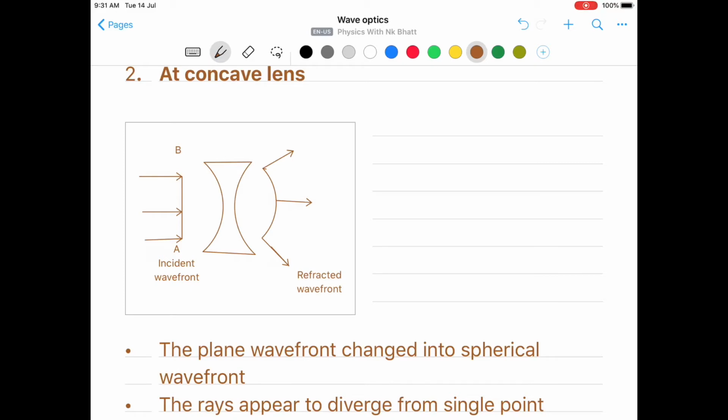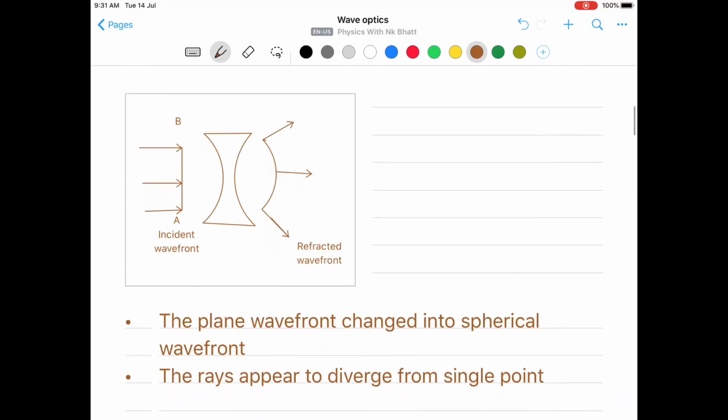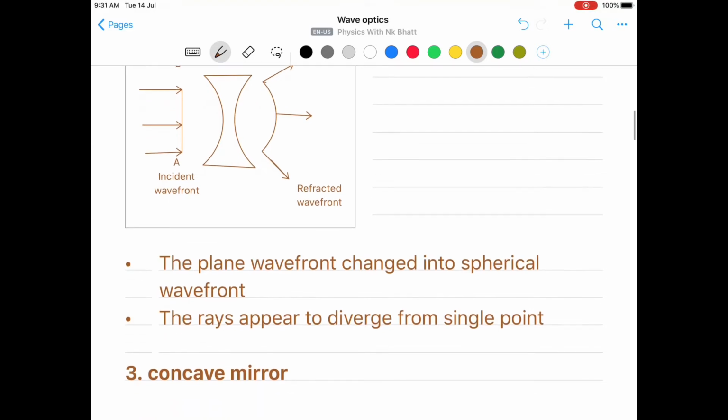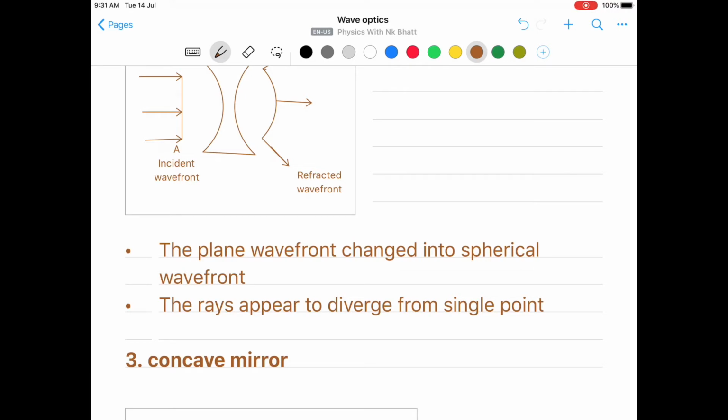When it comes to concave lens, just see in this diagram, again here AB is a plane wavefront which is incident over the concave lens. After getting refracted, the wavefront acquired spherical shape, but this time the rays are diverging. They appear to diverge from a single point. If you produce them backward, they will meet at a single point. Again, you can see the wavefront acquired the shape parallel to the first surface over which the wavefront is incident. So these two outcomes we can list. The plane wavefront changed into spherical wavefront, and the rays appear to diverge from a single point.